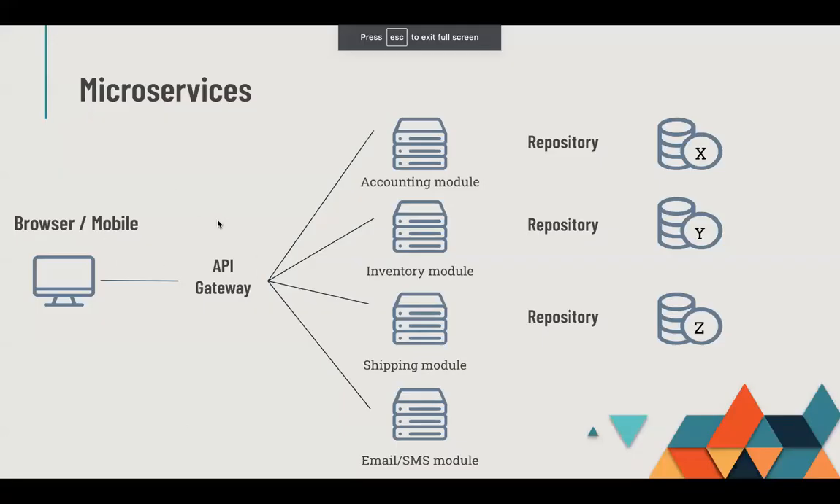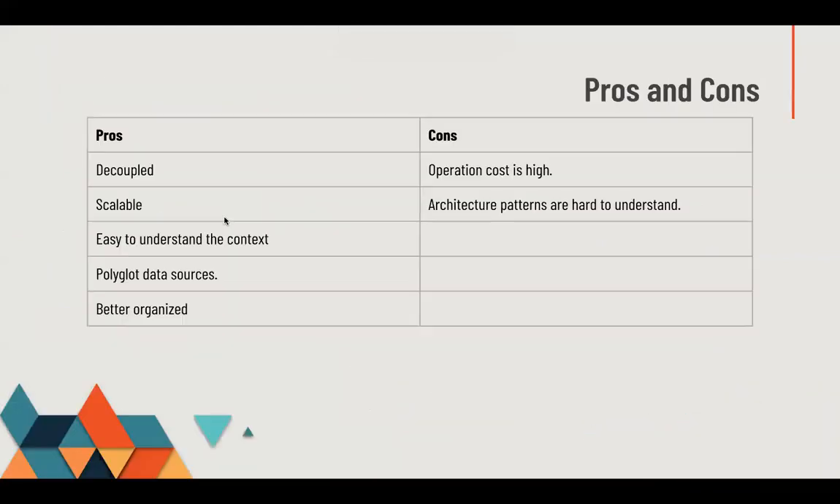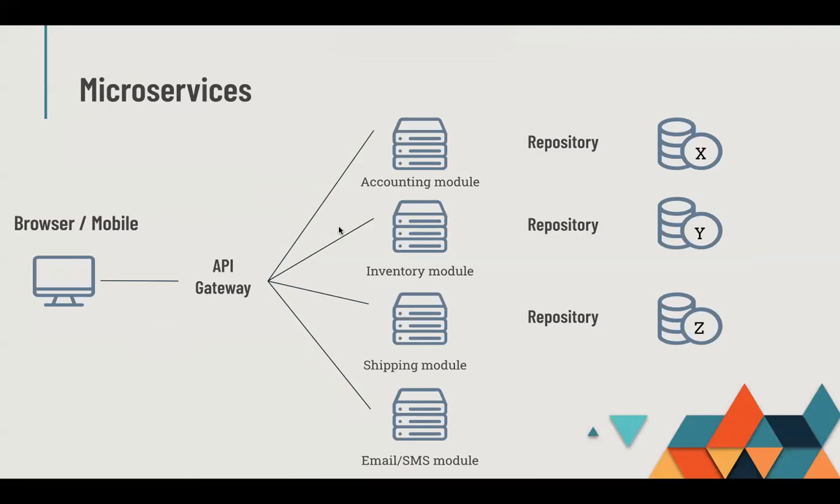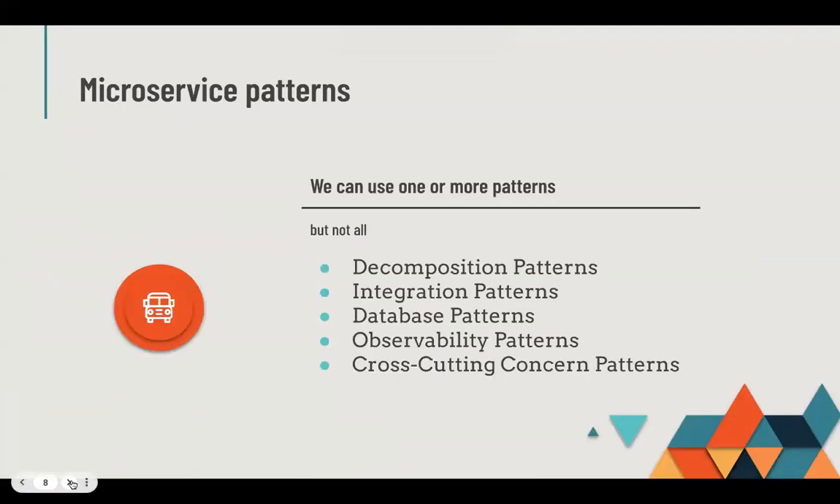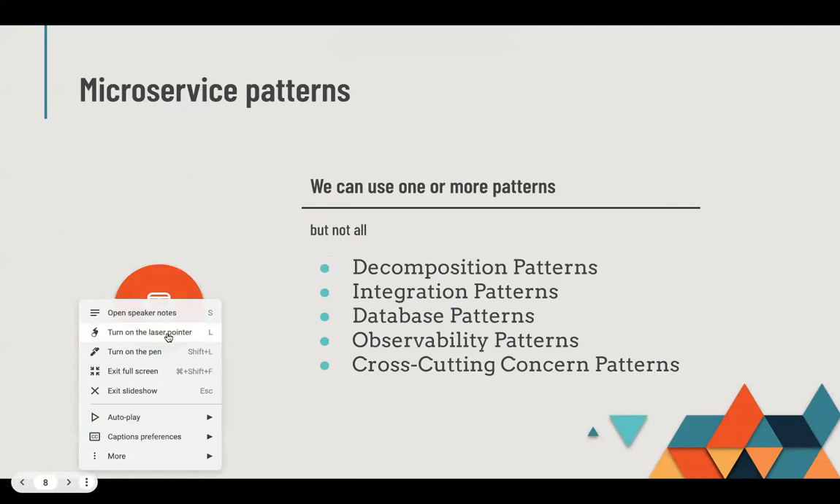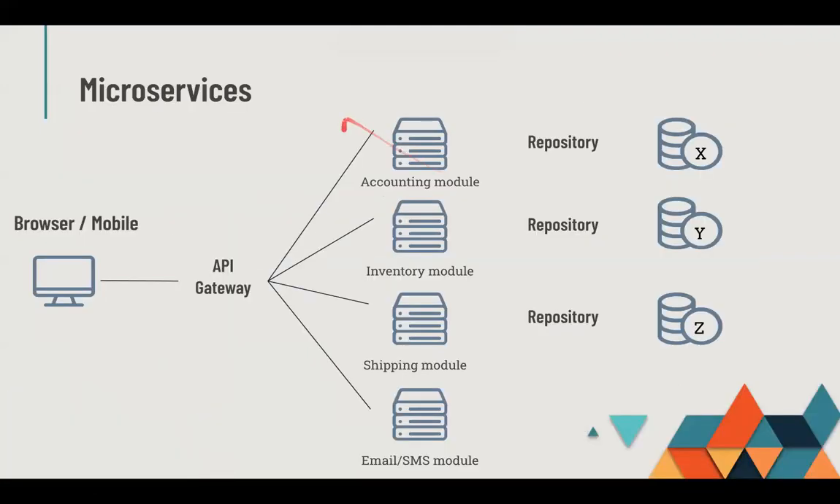My API gateway acts as something we call an aggregator. That means whenever we want to communicate between the accounting module and the inventory module, probably the API gateway will have a route between these two. So the services themselves can communicate with each other. But when it comes to the browser, the client won't be able to say, I want to make a call to the inventory module.